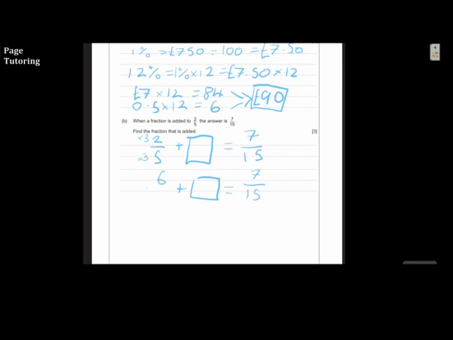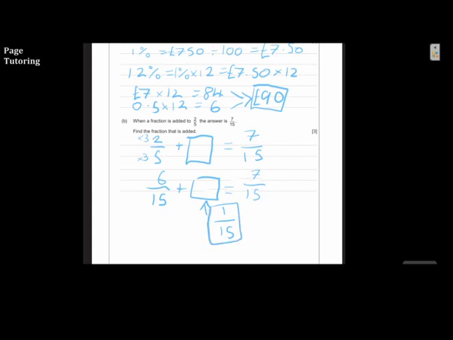So we'll get 6 over 15. Okay, that's a lot simpler because 6 over 15 plus something equals 7 over 15. So this mystery number here, we can see from observation, must just be 1 over 15.